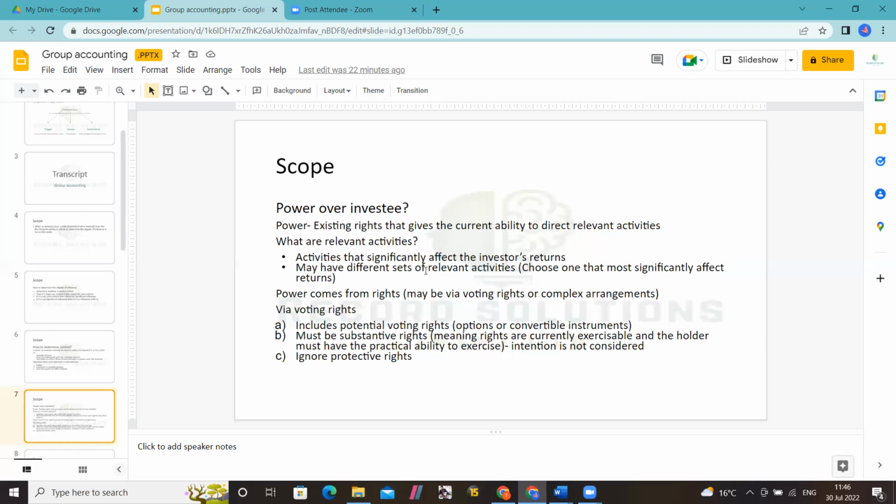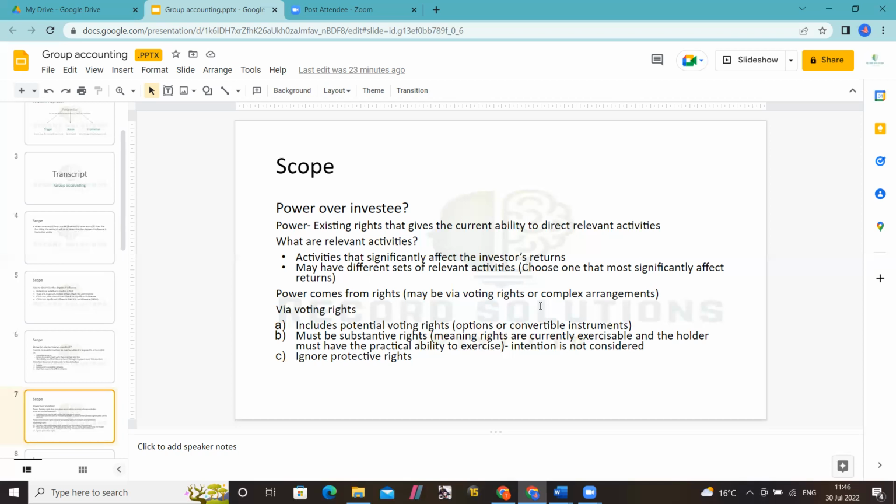Sometimes you may have different sets of relevant activities, like they say here. You must choose the one that most significantly affects the returns, right? If they give you a set of relevant activities, they are going to group them for you at your level. They are not going to make things difficult. You're going to see exactly these are relevant activities, these are not. But number one, relevant activities are operational activities that affect returns. So think of what affects profit the most. The first are operational decisions.